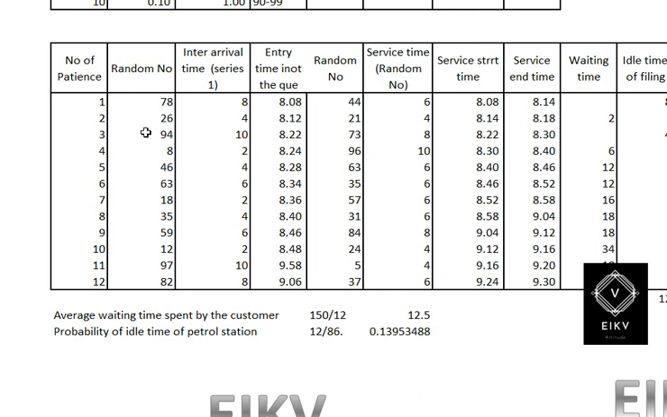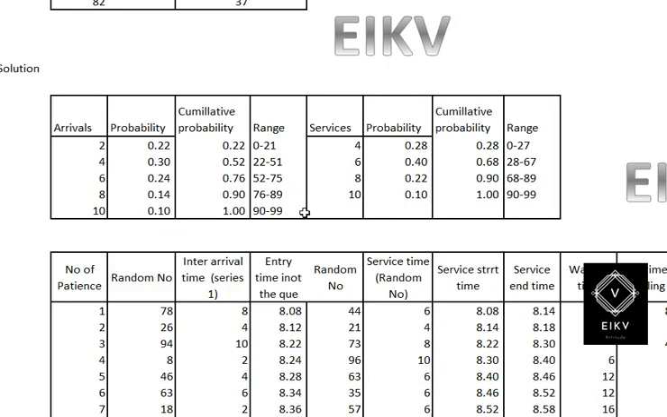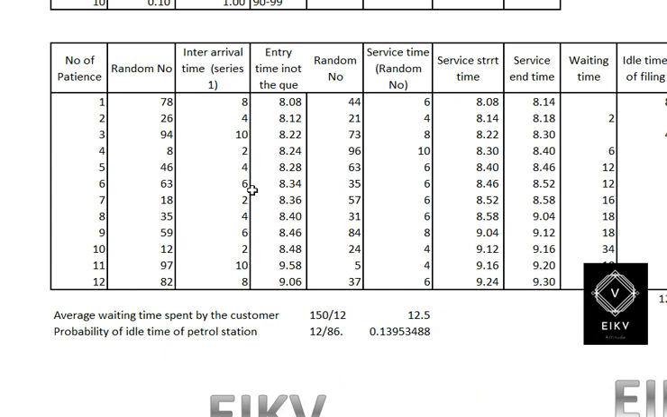So going further, for the third one, the random number is 94. When we check the range here, it is the last one, which is 90 to 99. 10 is the number, therefore it would be 10 minutes. So the third customer will arrive after 10 minutes. Therefore 8:12 plus 10 will give you 8:22 am, and the service random number will be 73.